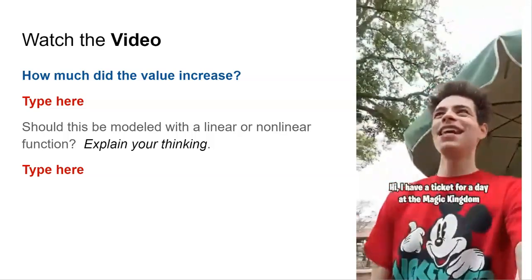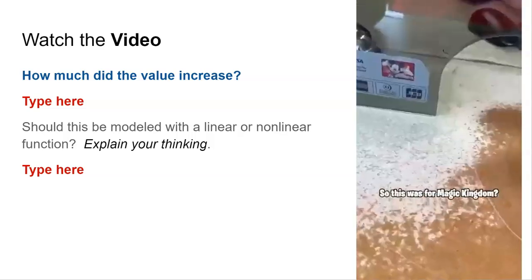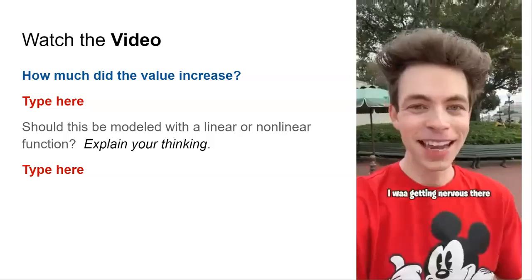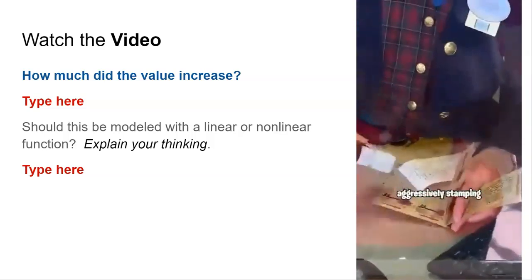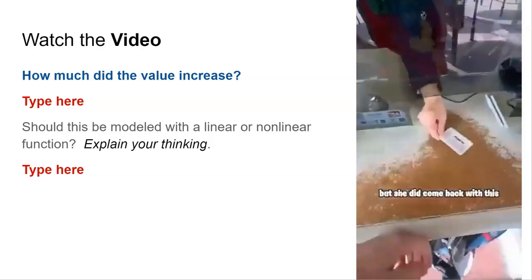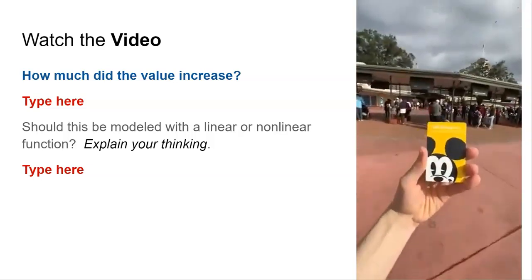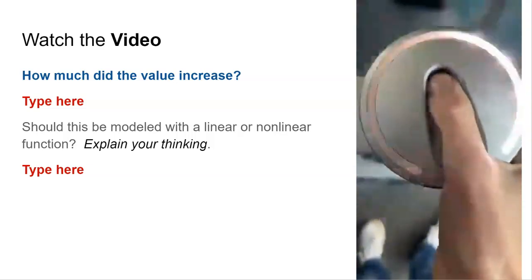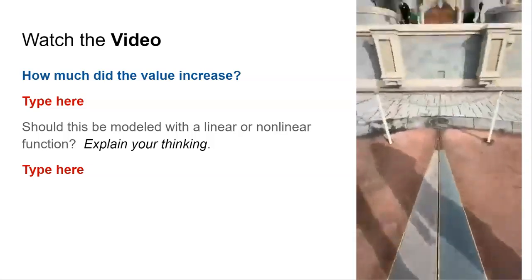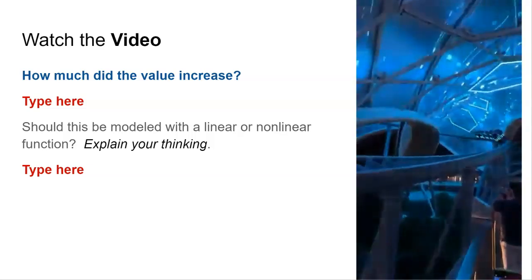Hi, I have a ticket for a day at the Magic Kingdom, but it's from 1978. So this was for Magic Kingdom? A few moments later. I was getting nervous there because she started aggressively stamping void all over the ticket booklet and then left. But she did come back with this yellow pass, which supposedly is good to get into the park. I can't believe this actually worked. Now today, that same ticket would cost more than 20 times its original value.